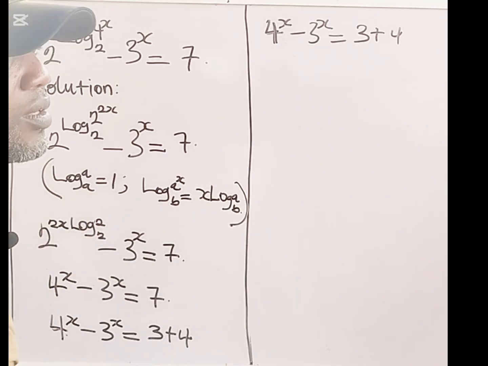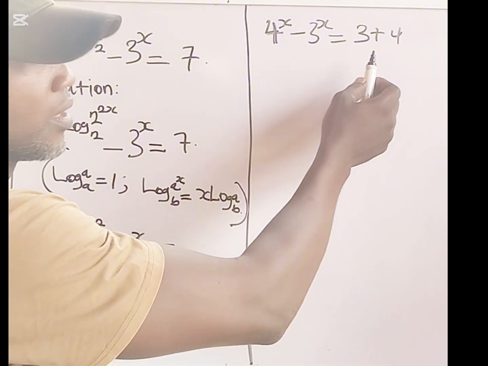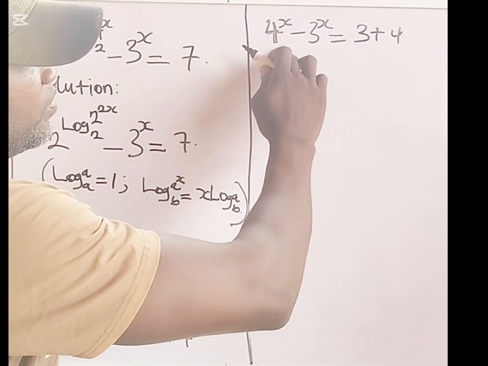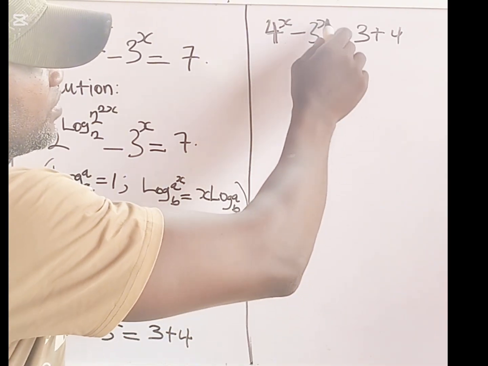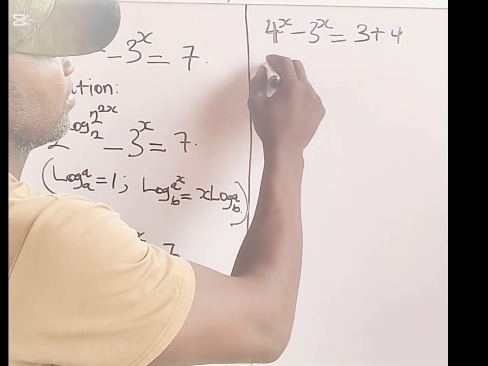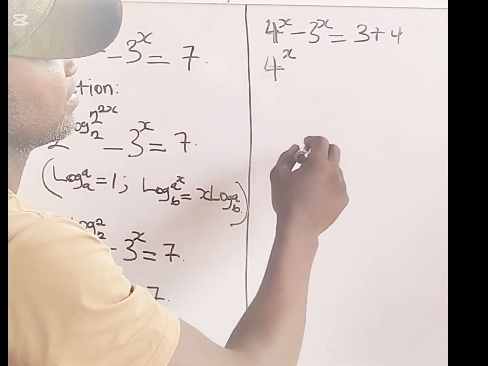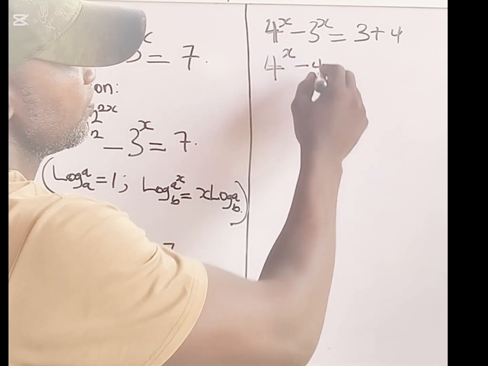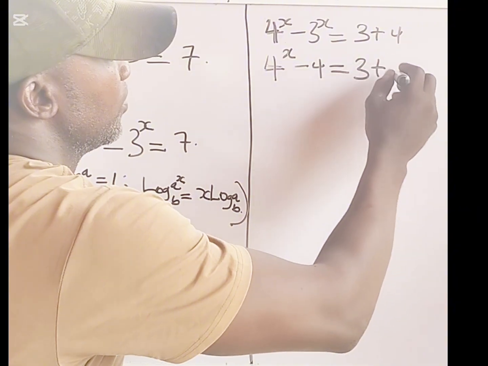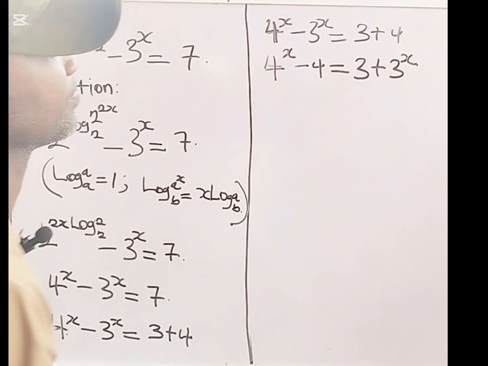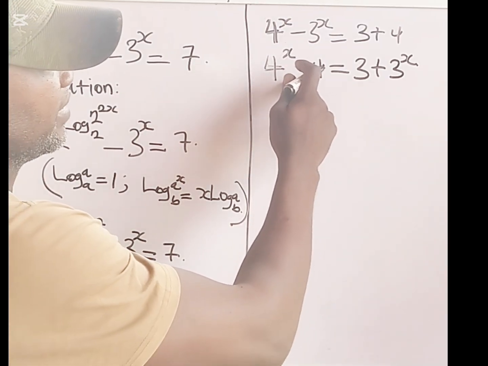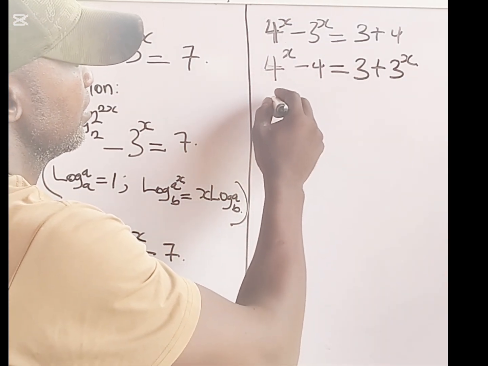So from this point, we can move this 4 to this part of the equation and move minus 3 to the x to the other part of the equation. When we do that, this becomes 4 raised to the power of x minus 4 is equal to 3 plus 3 raised to the power of x. Okay? We can rewrite this equation this way.